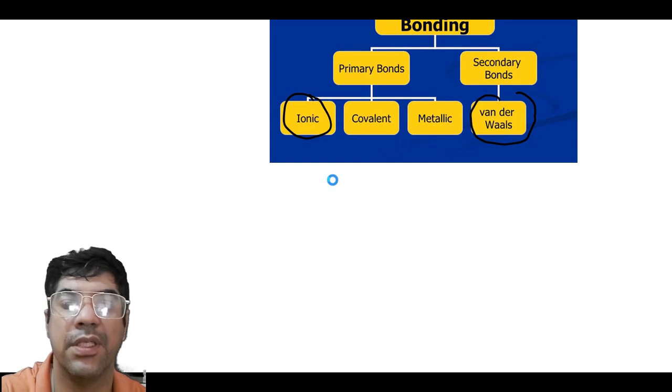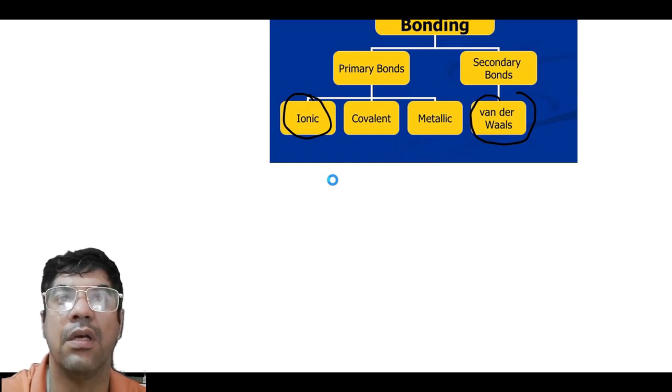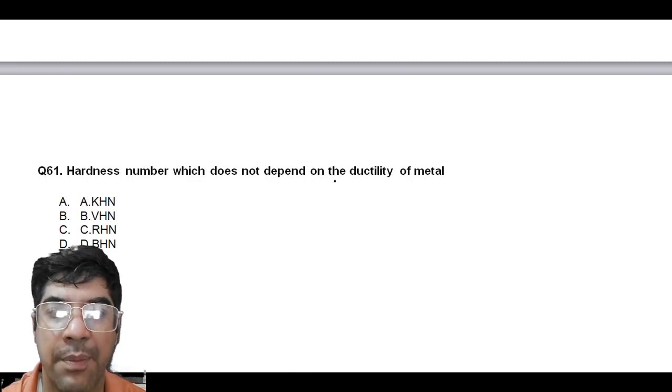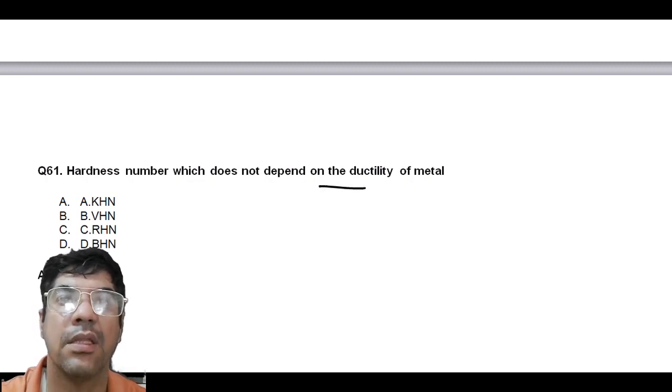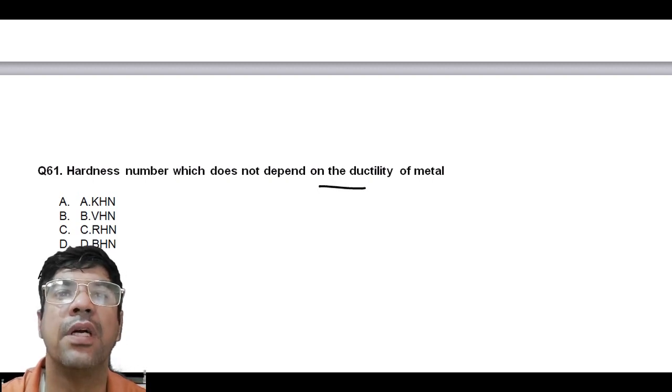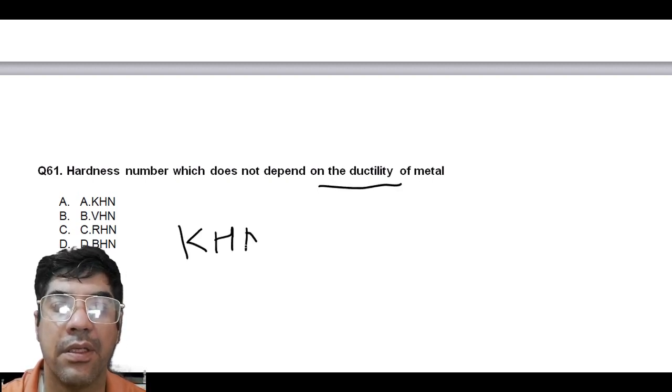Moving to the next question. The hardness number which does not depend upon the ductility is the Knoop's hardness number.